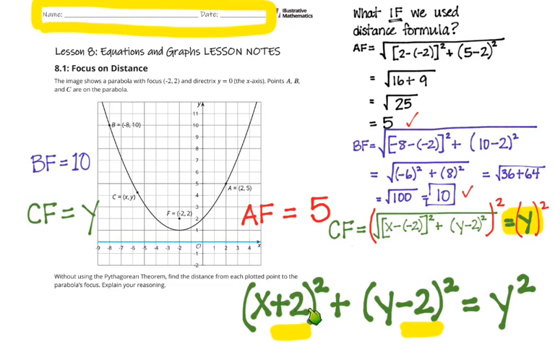So what were we subtracting from x? Well, we were subtracting negative 2. And what we are subtracting from y is positive 2. And that's what tells me that the focus is what I was subtracting. So I was subtracting a negative 2 and then a positive 2.